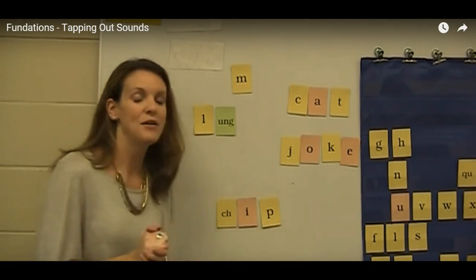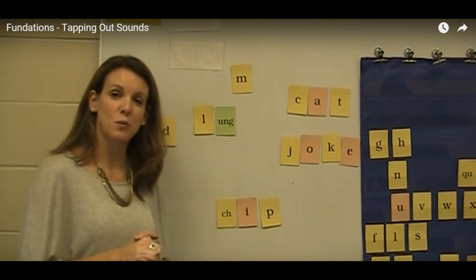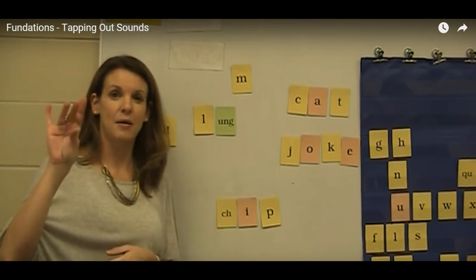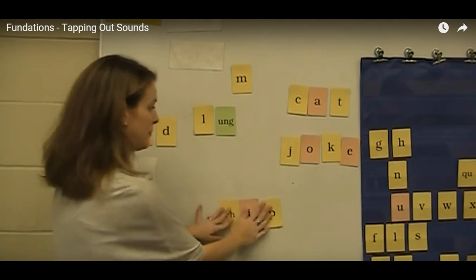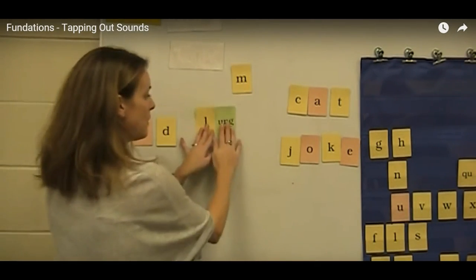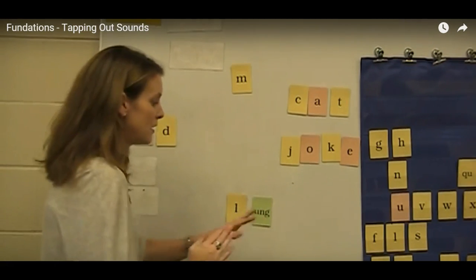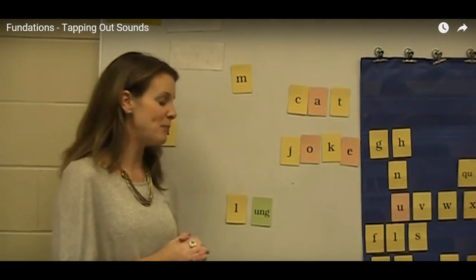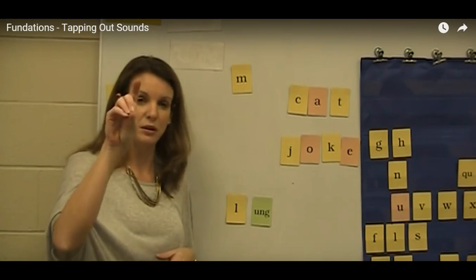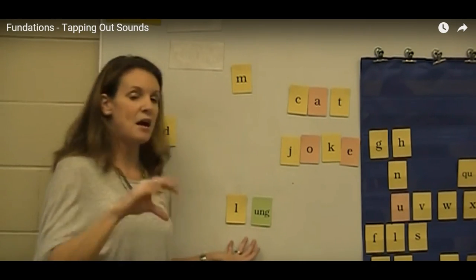Okay. A digraph has 2 letters but only 1 sound, so it gets 1 tap. Sh, it, chip. Okay. We also have 3-letter glued sounds. Okay. When we tap those out, we use our 3 fingers and we glue them together. So you would tap this out, lung.